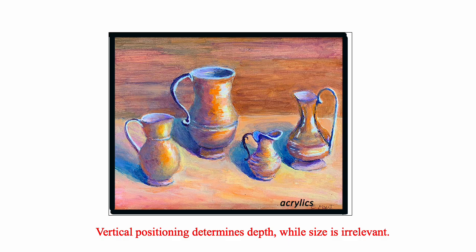In the last example, I showed you that a decrease in size showed depth regardless of the vertical positioning. And in this case, vertical positioning is the most important, while size is irrelevant. This pot is the lowest on the page, so it's the closest, whereas this pot is highest on the page, so it's furthest away. It should be much smaller if it were the same as this pot in front.